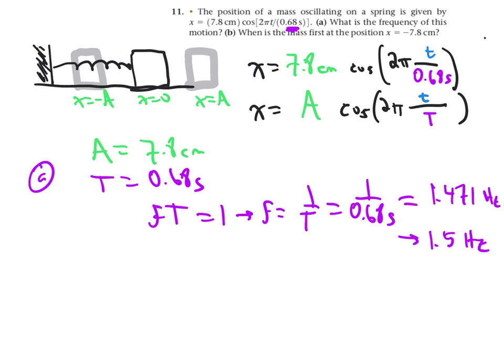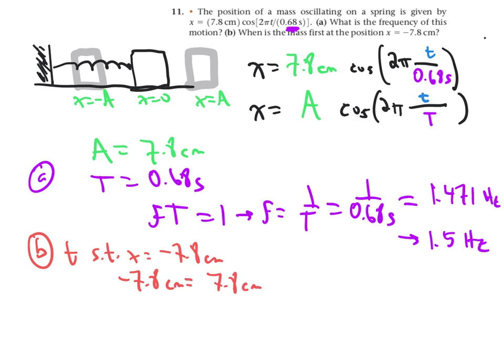Part B, you can do the long and gory way. You could say, well, let me find the t such that x equals minus 7.8 centimeters. So you would say minus 7.8 centimeters equals 7.8 centimeters times cosine of 2 pi little t over 0.68 seconds. And then you could divide out 7.8, apply the inverse cosine, and get an answer. But I'm going to cheat at least first and do it quickly, and then maybe go back and confirm that for you.